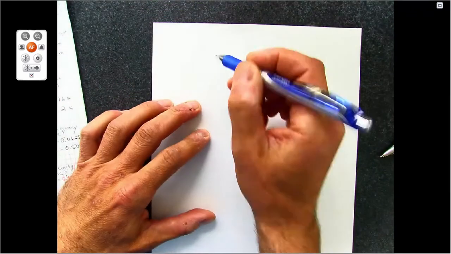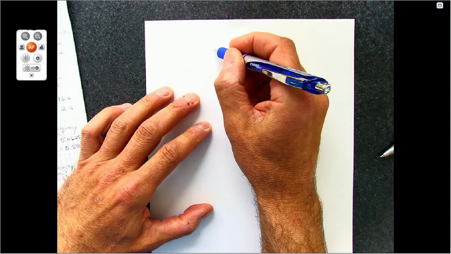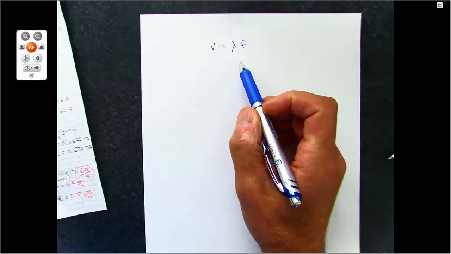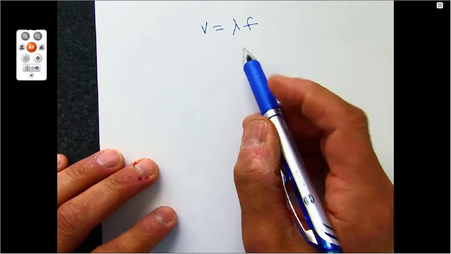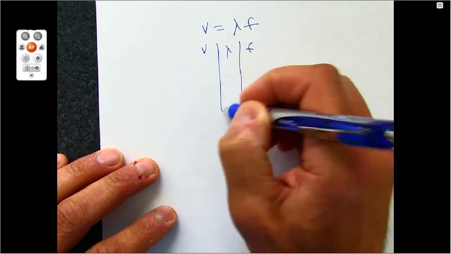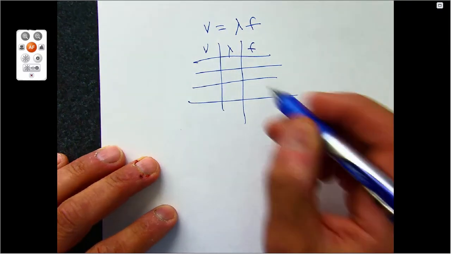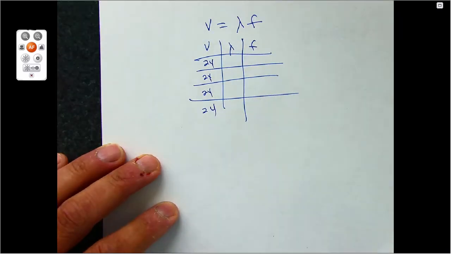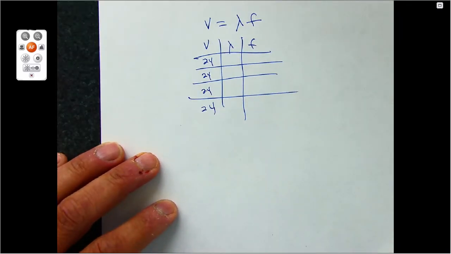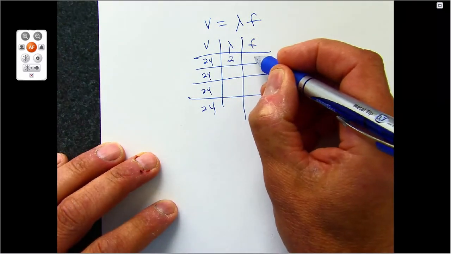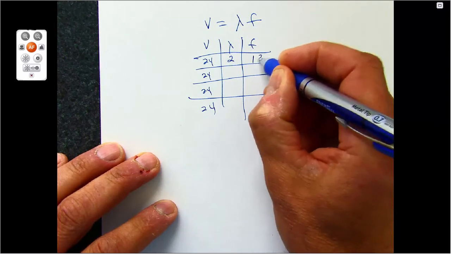We could look at that this way. This is what I usually, and I think I've got this somewhere. Let's pretend that if I do a table like this, don't write this down. Let's say my velocity is 24. It's not going to change. My velocity of my wave is 24. My wavelength is 2. What's my frequency got to be? 12, right?